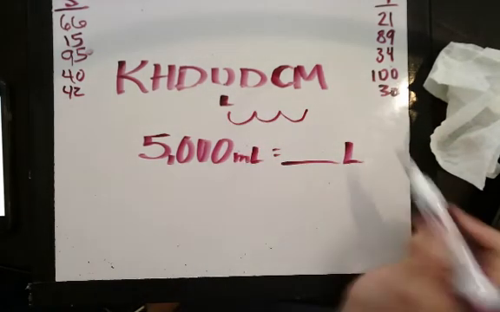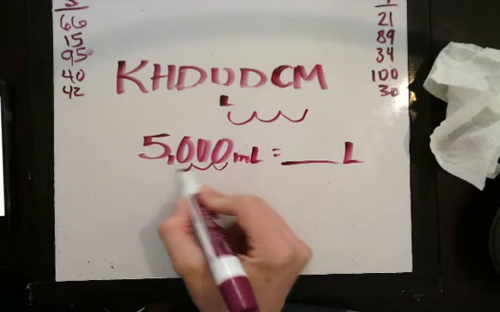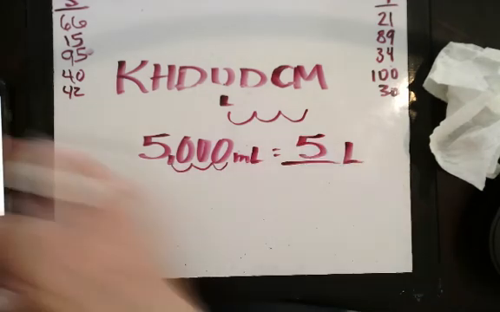Okay, I'm looking at milliliters, so I go 1, 2, 3 to the left to get to liters. 1, 2, 3, that would be 5 liters.